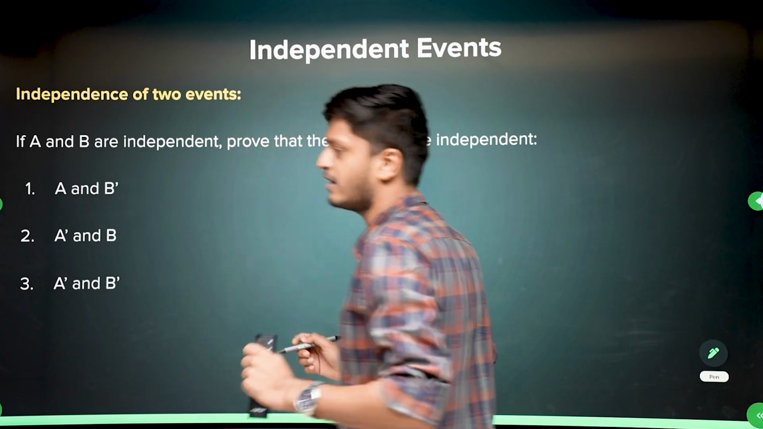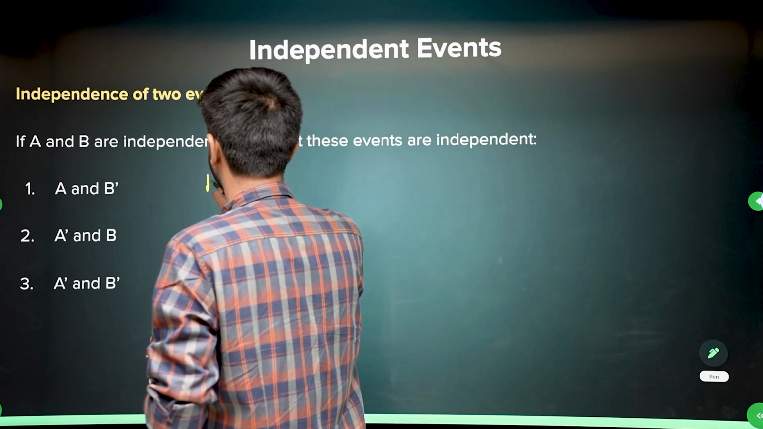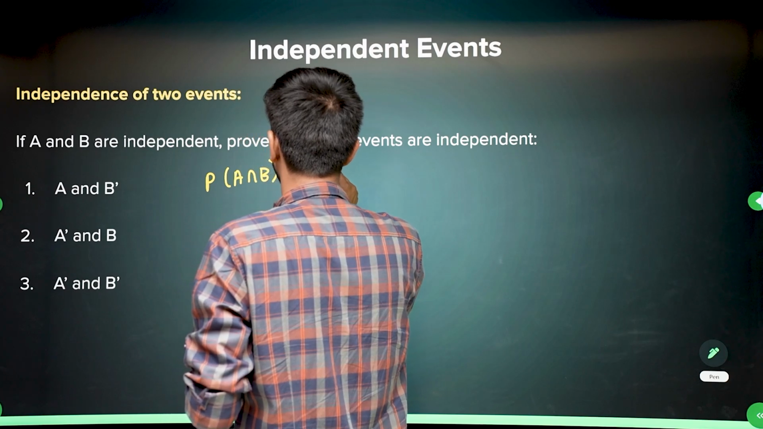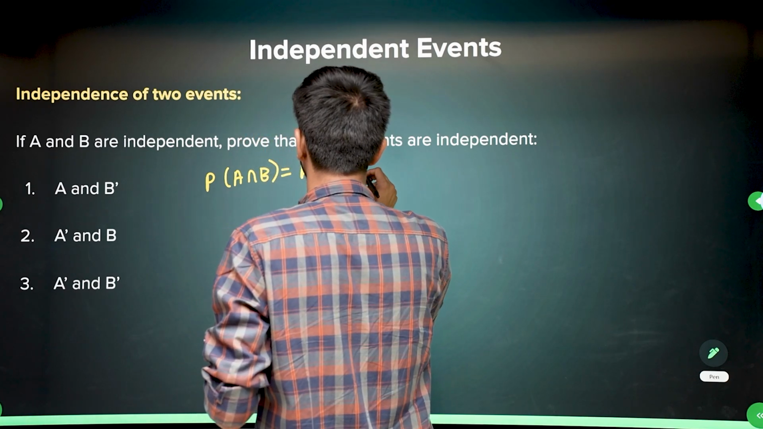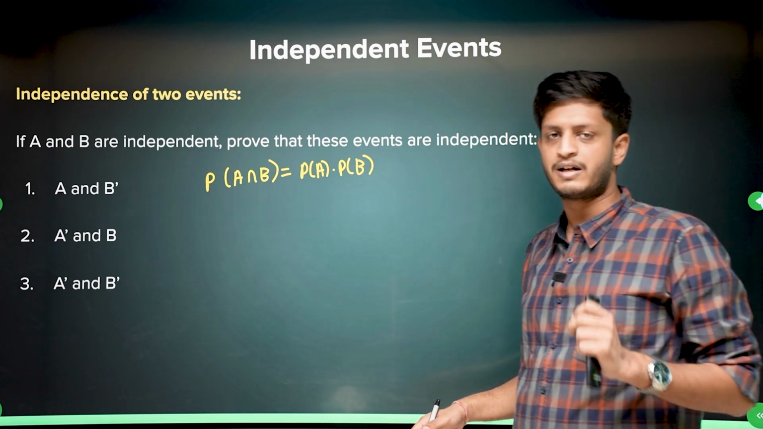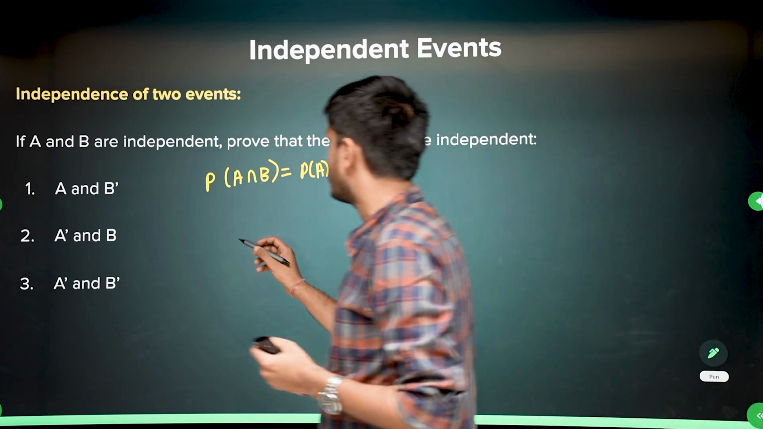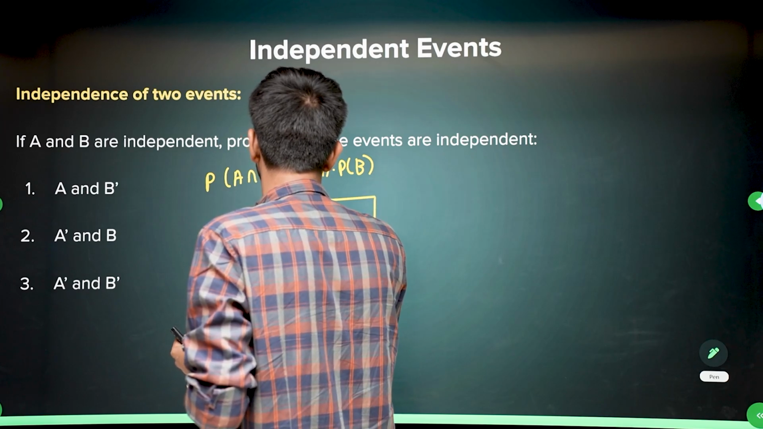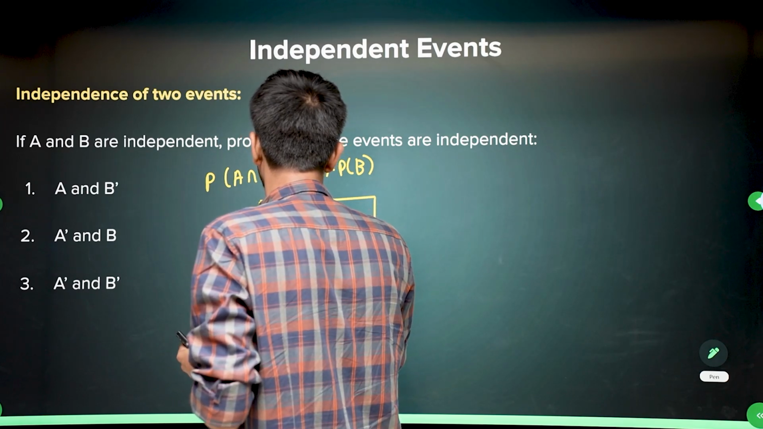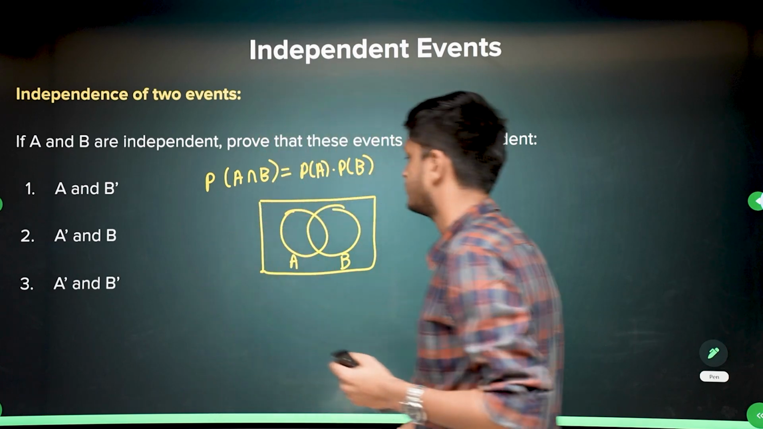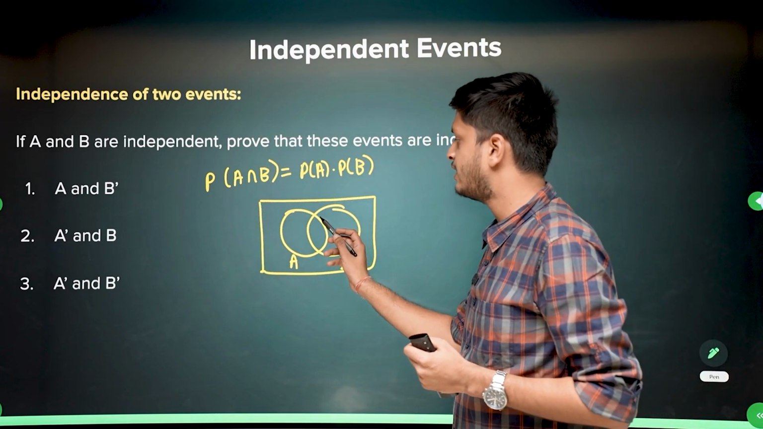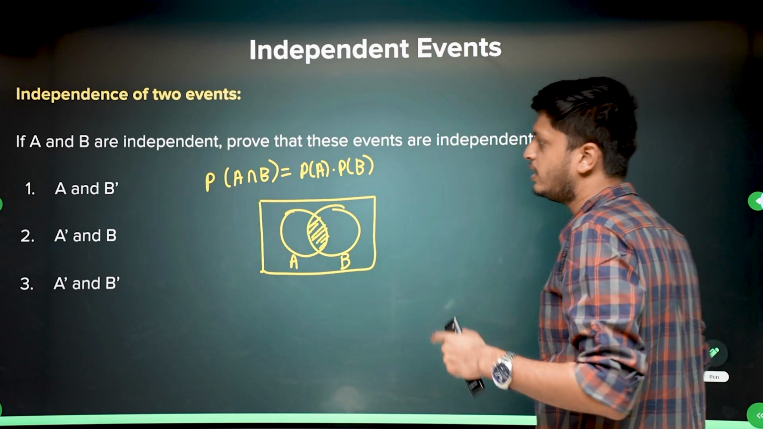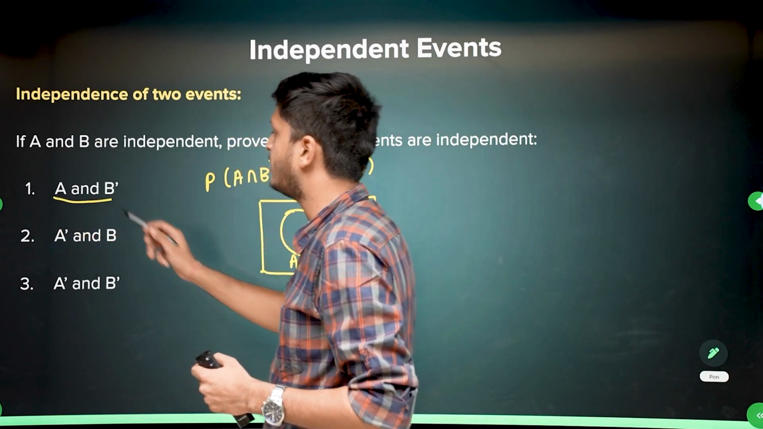Given that A and B are independent, what does it mean? Probability of A intersection B is equal to probability of A times probability of B, since A and B are independent. Now what does it mean? This is the Venn diagram, A and B. So probability of A intersection B is probability of A times probability of B. This is given. Now you want A and B complement.